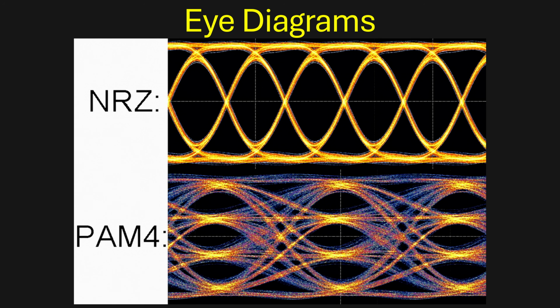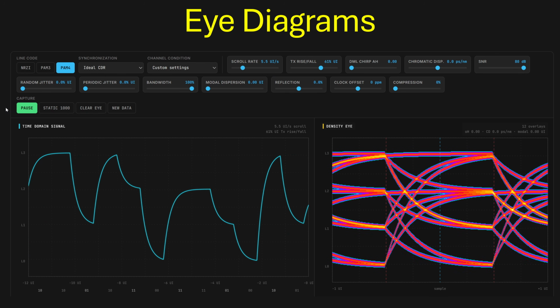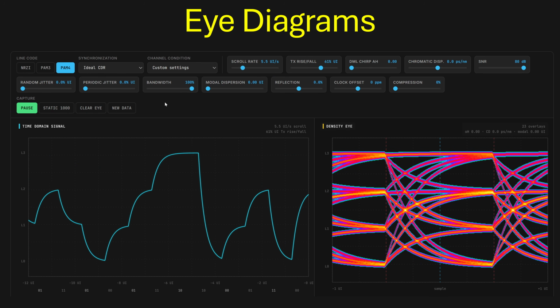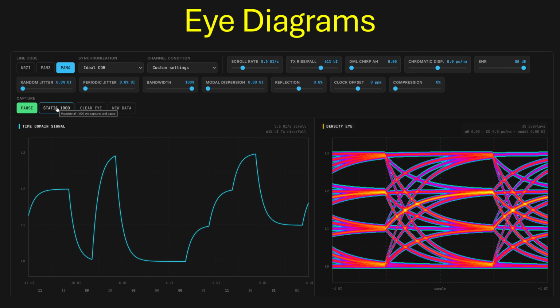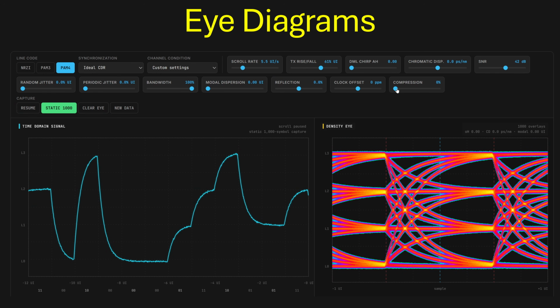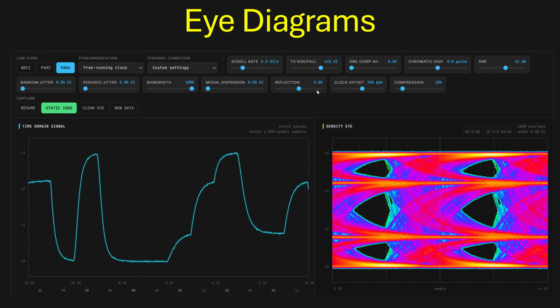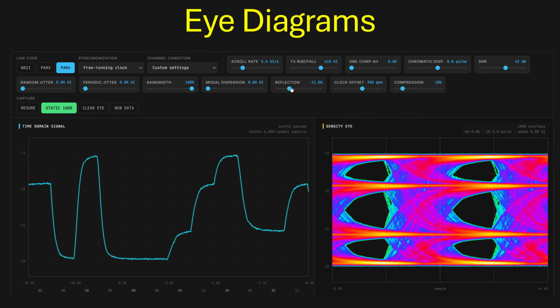PAM signals are often plotted on eye diagrams. These are created by overlaying hundreds or thousands of symbols on top of one another to judge the quality of the overall signal. Here I simulate 1,000 symbols, and as I increase noise, clock desynchronization, transition time, and other factors, there are distinct changes to the eye diagram that can be used to diagnose problems.